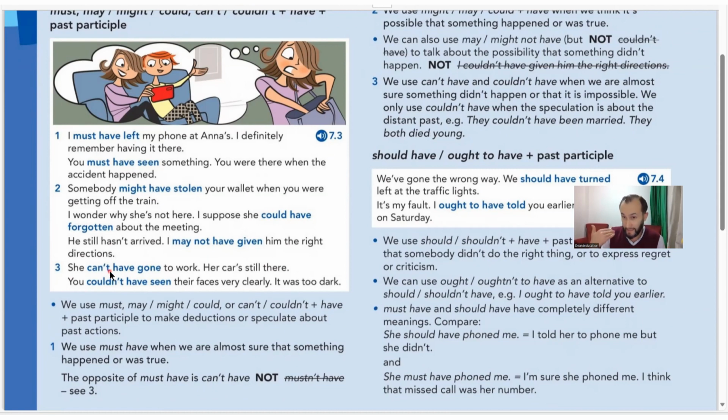But when we talk about yesterday, maybe, or two days ago, very recent past, it's better to use can't have gone, can't have. But for distant past, long past, we use couldn't have. This is the slight difference between them.